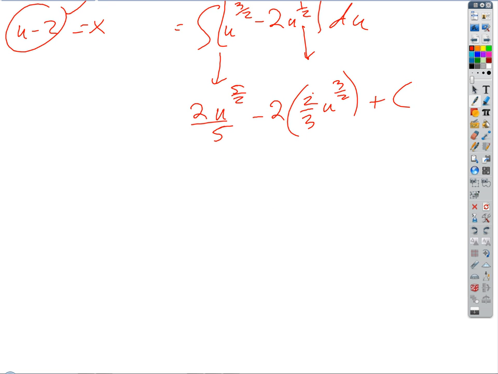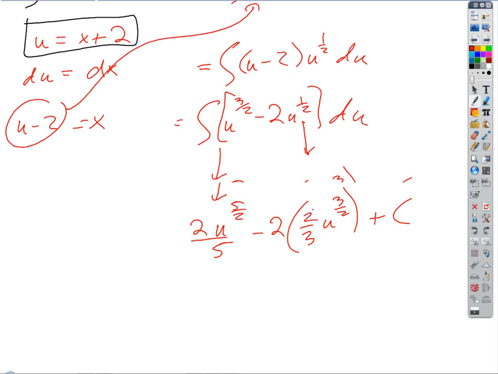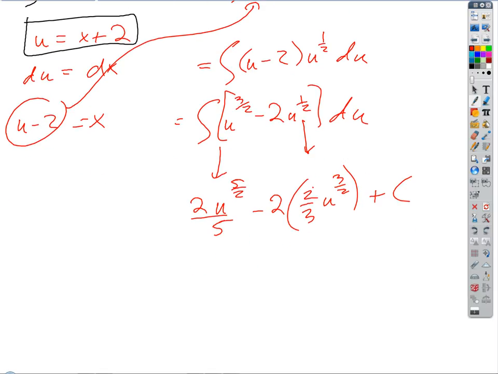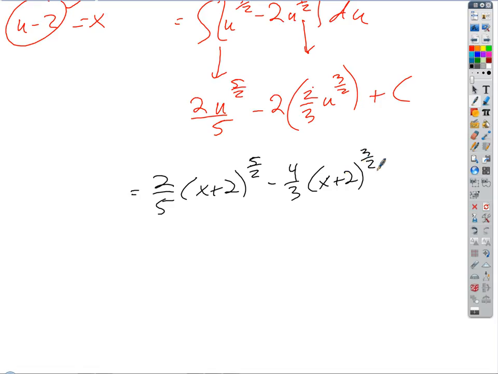Now we reverse the substitution, because we're taking the antiderivative, playing calculus Jeopardy. So now u equals x plus 2. If we reverse that, we get 2/5 times x plus 2 to the 5/2 minus 2 times 2/3, which is 4/3, times x plus 2 to the 3/2 plus c. We got it.